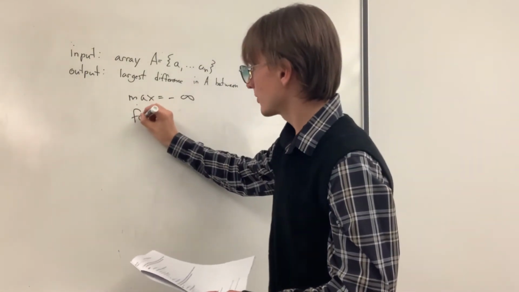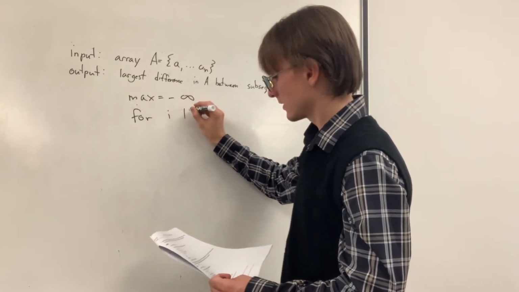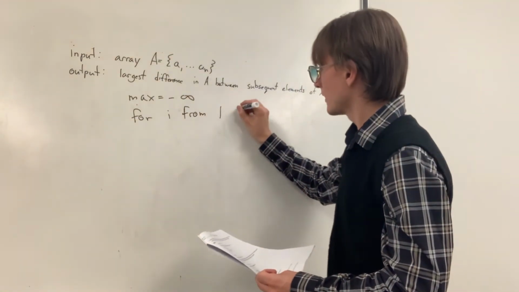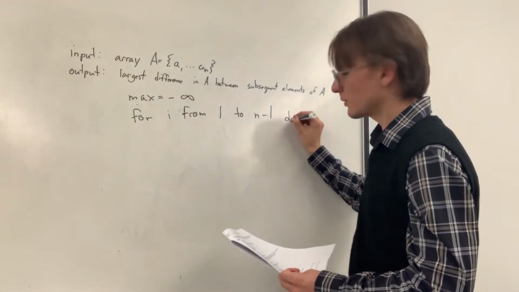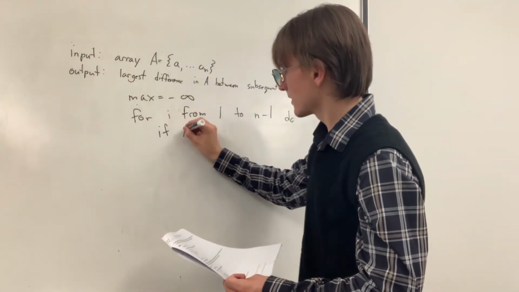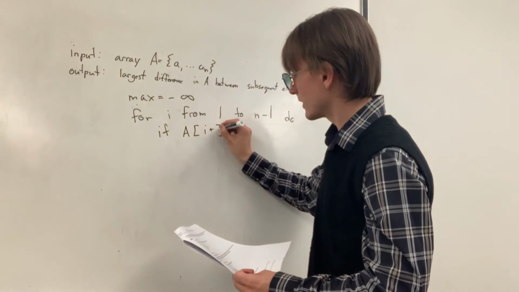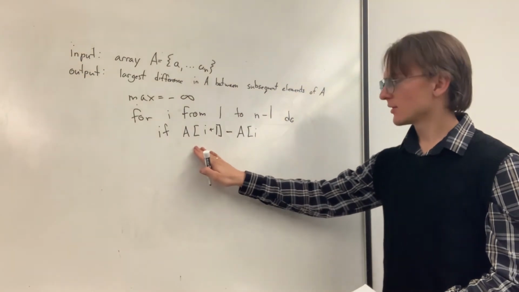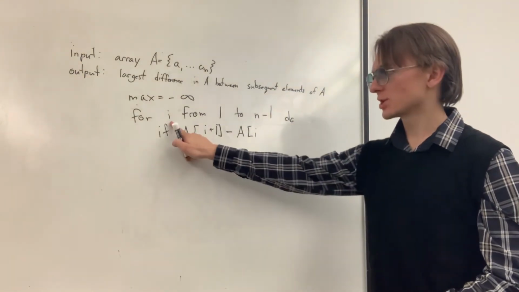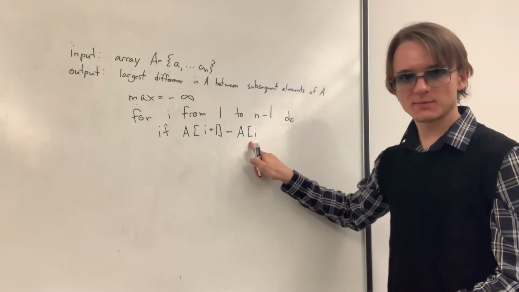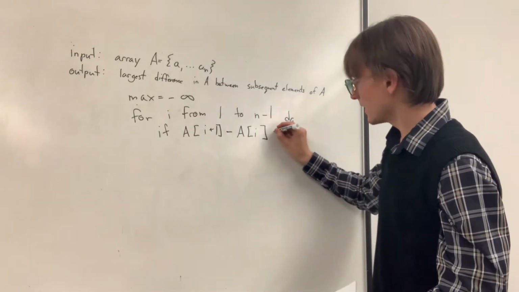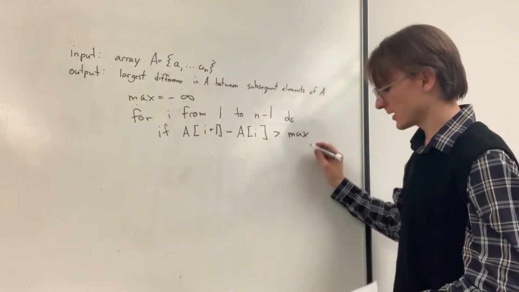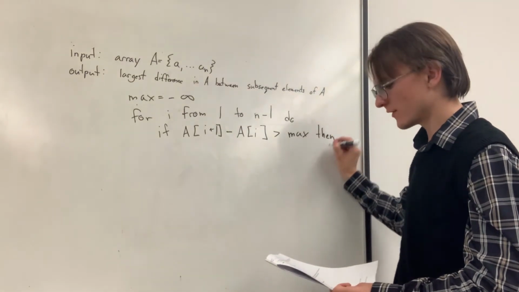Then we make a for loop. Let's go I from 1 to n minus 1. And we do the following. We have an if statement. If A of I plus 1 minus A of I, that is, we're checking the next element, the subsequent element in the array from our current position I, with the current element at the position I, and if this is greater than max, at the first loop it certainly will be, with max being negative infinity, then we do the following.